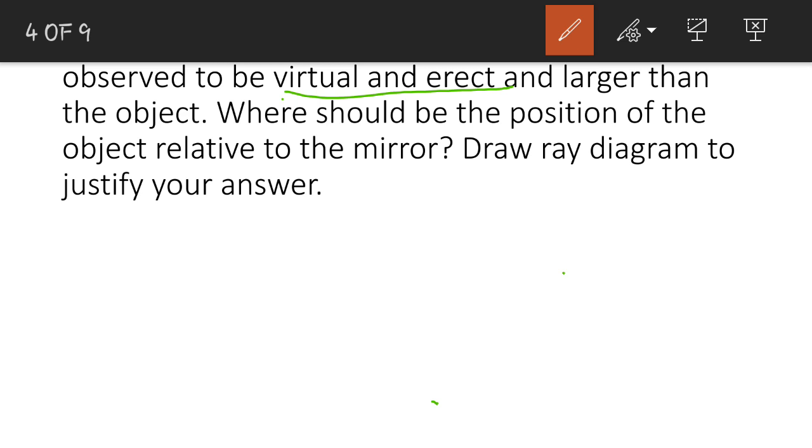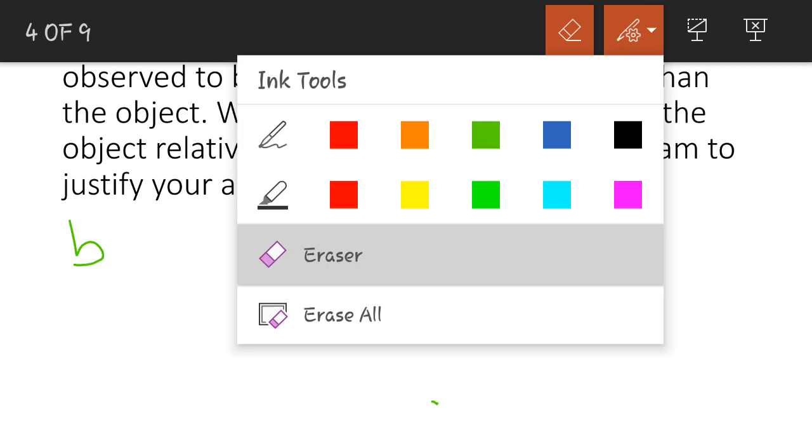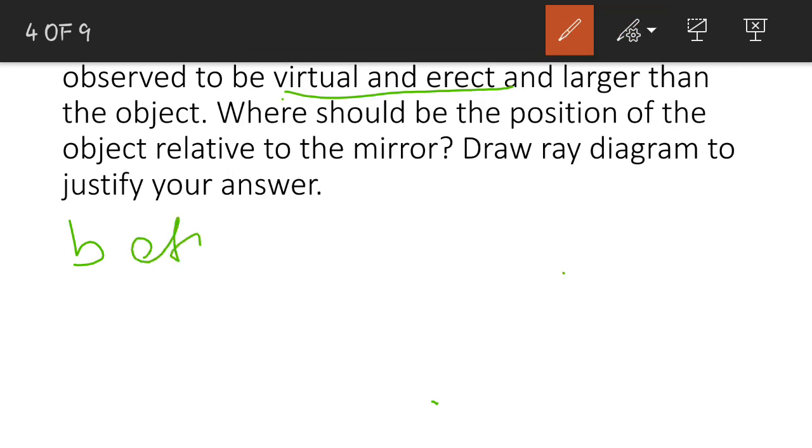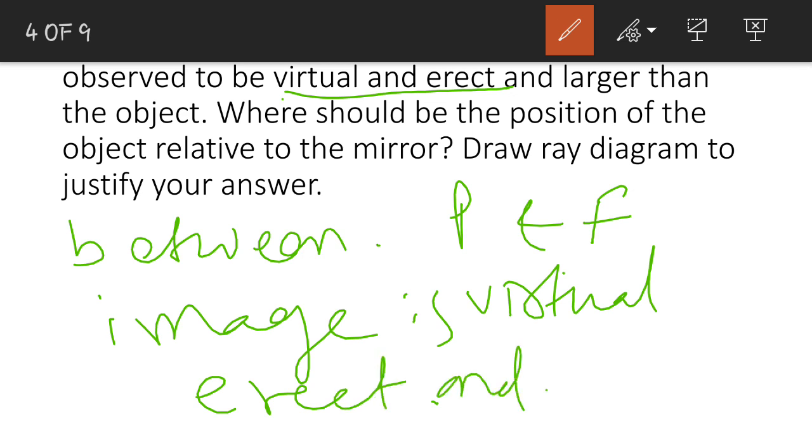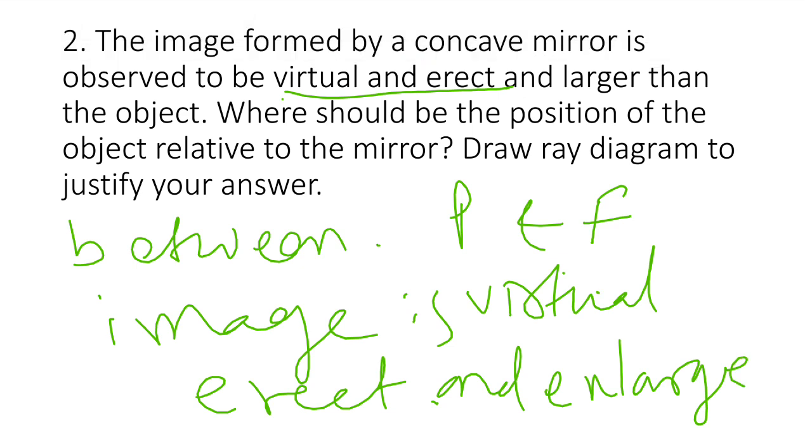Means if we are keeping it between pole and focus, the image is virtual, erect and enlarged. Clear? So now we have to justify this by drawing a ray diagram.